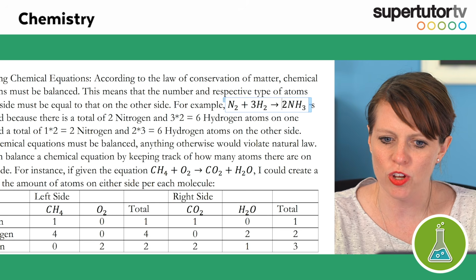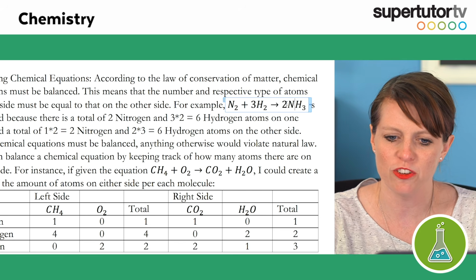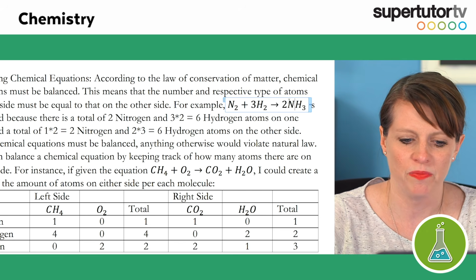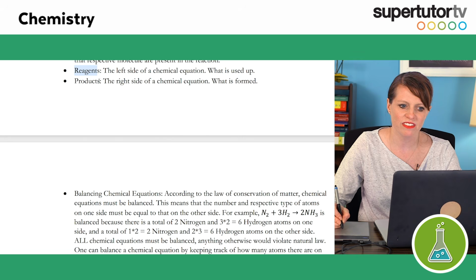So that means over here, this 2 times this 3 is going to be 6 hydrogens, and this 2 times this N is going to be 2 nitrogens. So this is a balanced chemical equation. A few more vocabulary words: reagents, left side of a chemical equation; products, the right side.